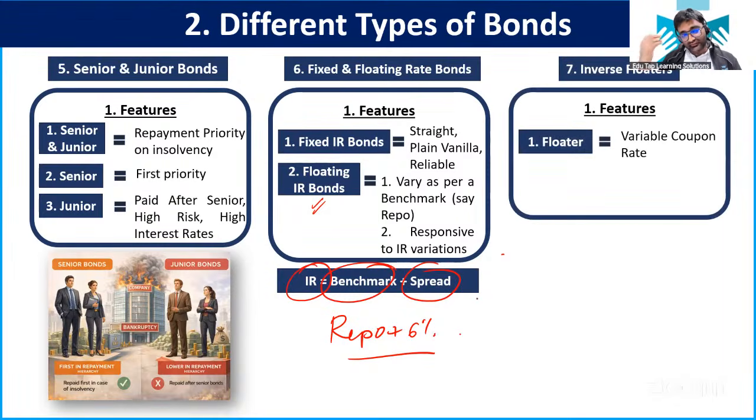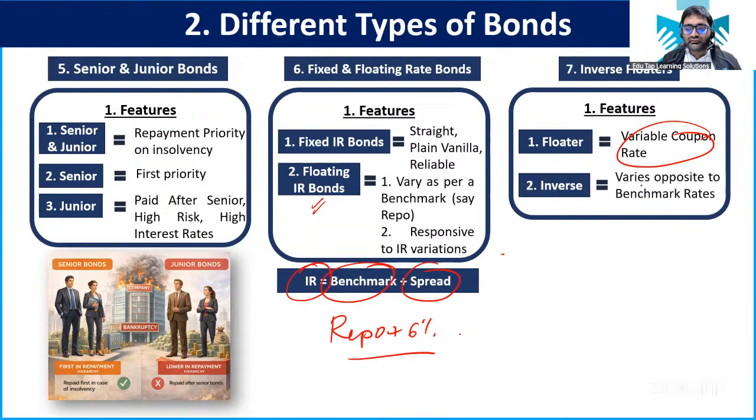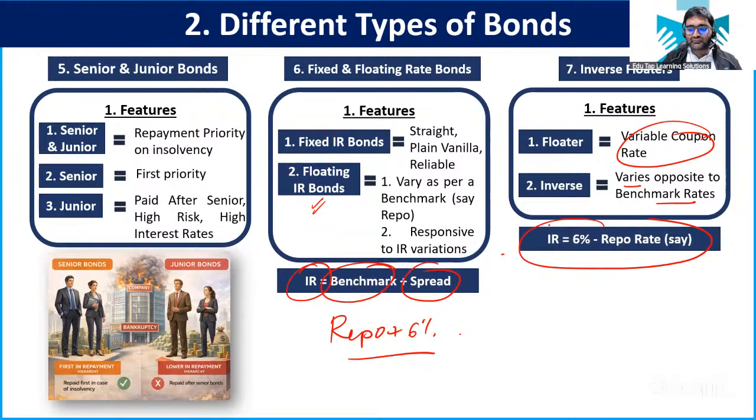Now moving ahead, there are also inverse floaters. The formula is slightly different. This is also a variable coupon rate, but the variation happens in the direction opposite to the benchmark. It can be something like 6% minus repo rate. Let's say the repo rate is 4%, so in that case you are only getting 2% interest rate. That is how inverse floaters work. If the repo rate increases, what will happen?